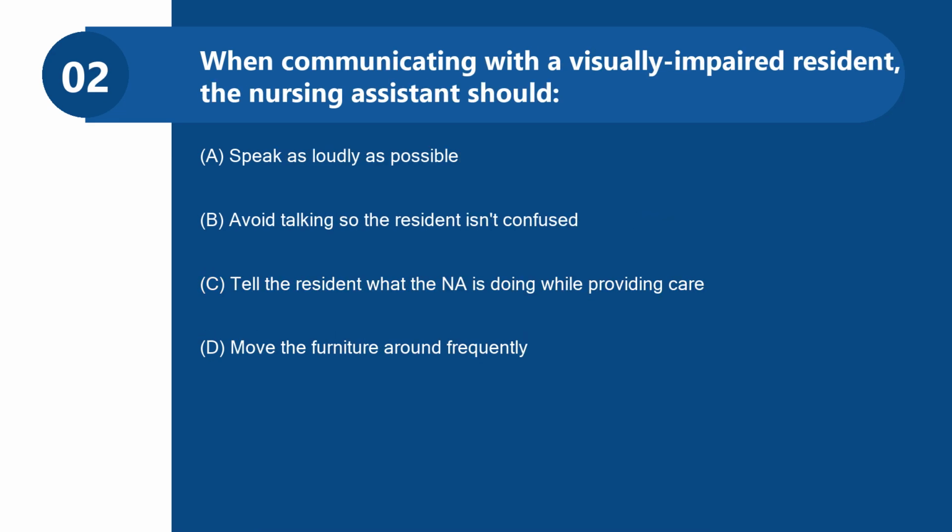Question 2. When communicating with a visually impaired resident, the nursing assistant should: Option A. Speak as loudly as possible. Option B. Avoid talking so the resident isn't confused. Option C. Tell the resident what the CNA is doing while providing care. Option D. Move the furniture around frequently. The correct answer is option C. Tell the resident what the CNA is doing while providing care.